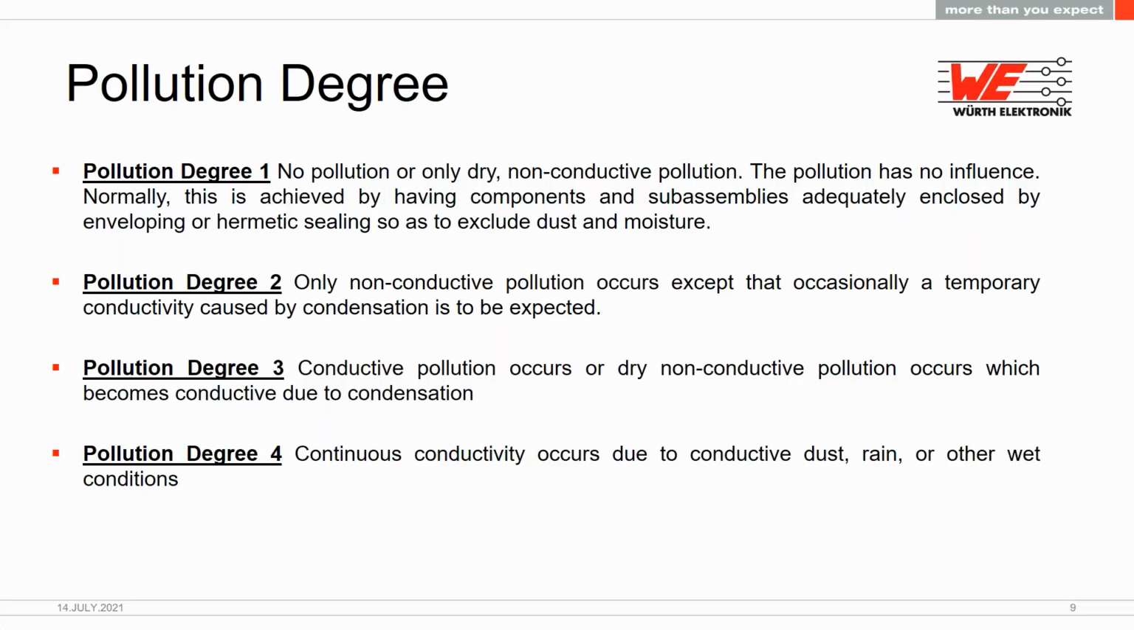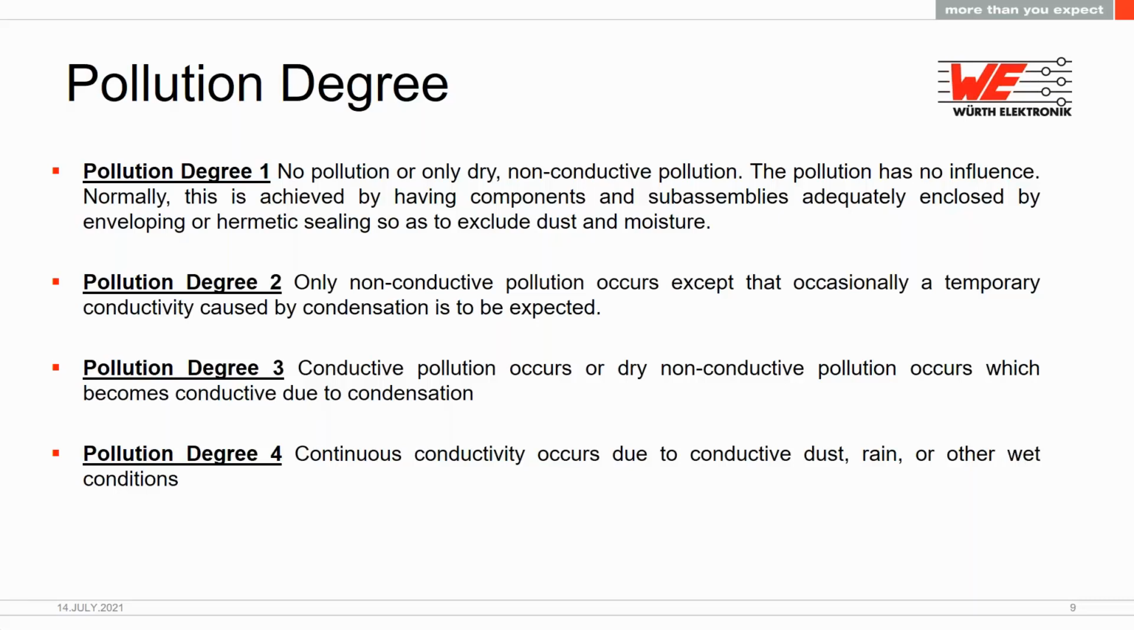Honestly, here at Wurth, I'm not aware of any transformers we've designed to meet pollution degree 4. My guess is that in those type of applications, we would probably look for a vacuum encapsulated type of solution to seal the entire transformer and aim for a pollution degree 1 environment, if at all possible.